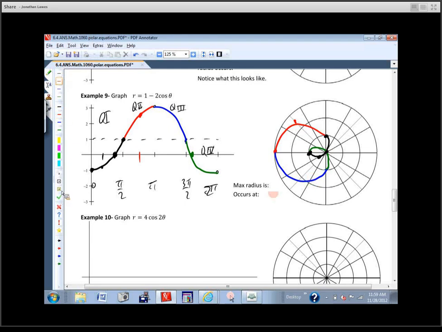What is the maximum radius? 3. Where does it occur? At pi, right? Right here. Okay. This one is called a limaçon, and it's got one of those accents on it. This happens to be a limaçon with an inner loop.